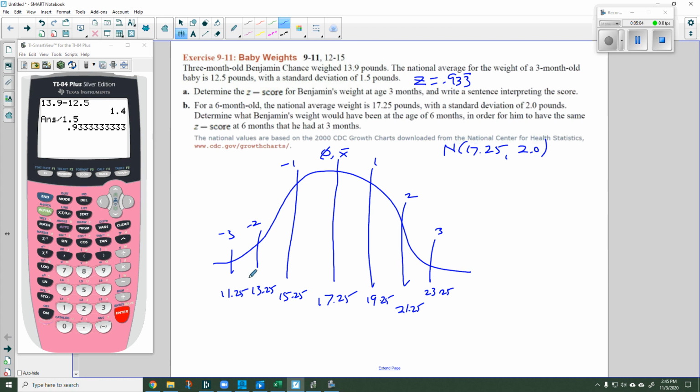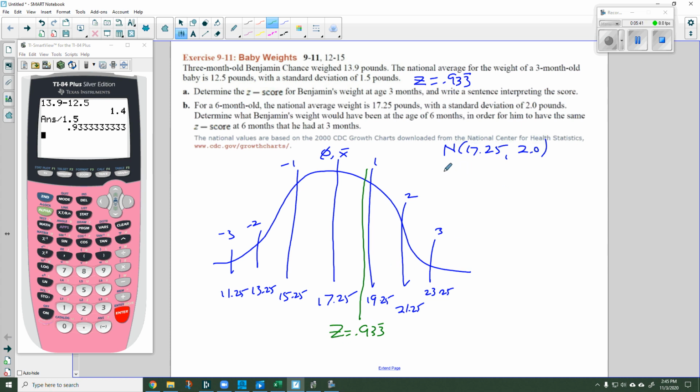So what would Benjamin's weight have been at the age of 6 months in order for him to have the same z-score at 6 months that he had at 3 months? Well, we know his z-score at 3 months was 0.933, and that was kind of like right in here, close to 1, but not quite at 1. So z equals 0.933. And what I'd like to find then is the actual weight that he would have to weigh at 6 months to have that same z-score.